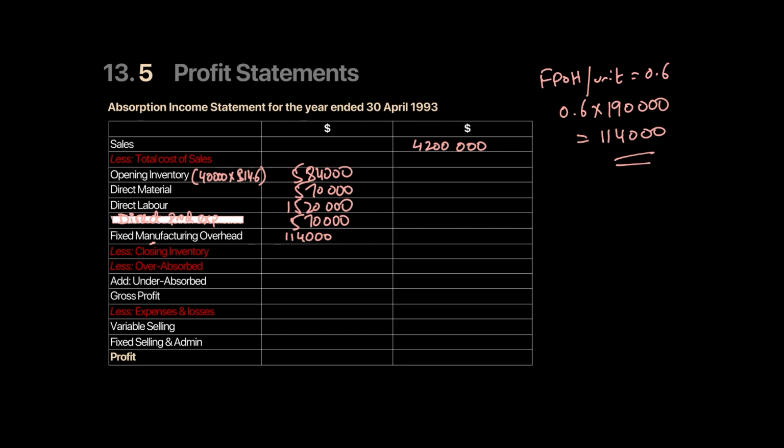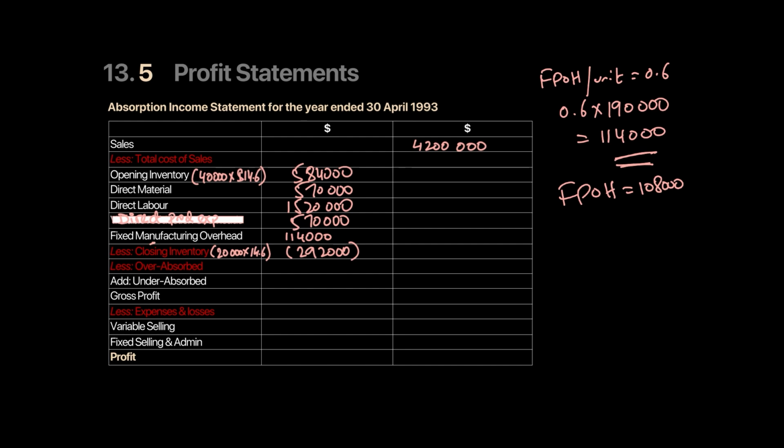All right, for the same logic for closing inventory, we're going to do 20,000 times 14.6. I should get that to be 292,000. That's your closing inventory. Okay, now before that, I want you guys to now look at one new thing over here. Your fixed manufacturing cost is 114,000. Now, your fixed production overhead was 108,000.